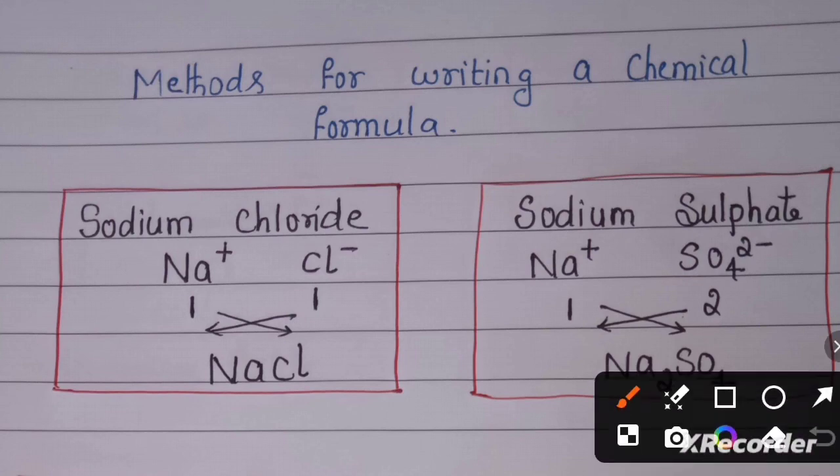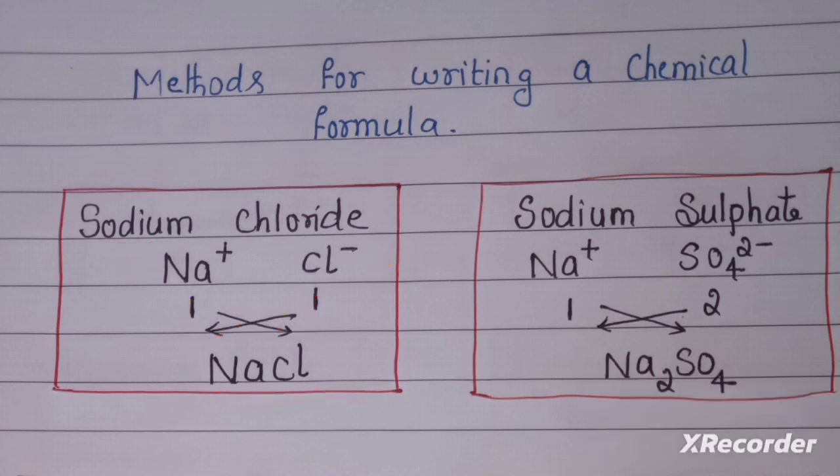For example, if you want to write the formula of sodium chloride, you have to take the sodium ion. Already we know the formula of sodium ion is Na plus, and the chloride ion formula is Cl minus. On sodium ion there is a charge of 1, and on chloride ion there is a charge of 1. As both cation and anion have the same valency, by the crisscross method we have to take one sodium and one chlorine. So the formula of sodium chloride is NaCl.